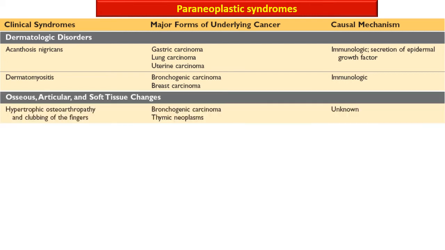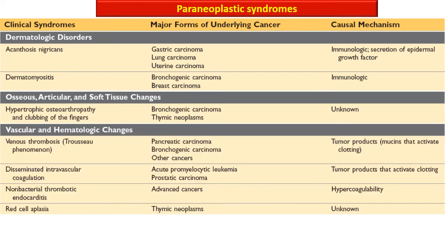and breast carcinoma. The osseous, articular, and soft tissue changes, such as hypertrophic osteoarthropathy and clubbing of the fingers, have unknown etiology, and this is seen in bronchogenic carcinoma and thymic neoplasms.